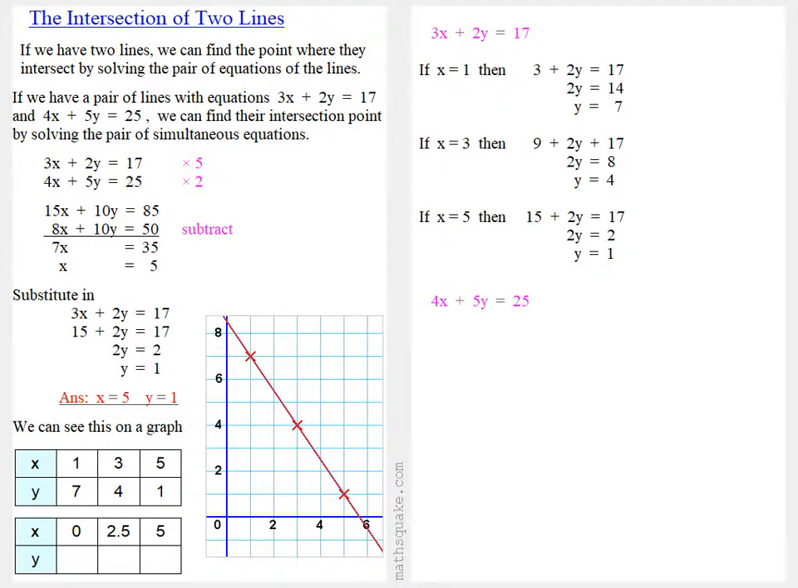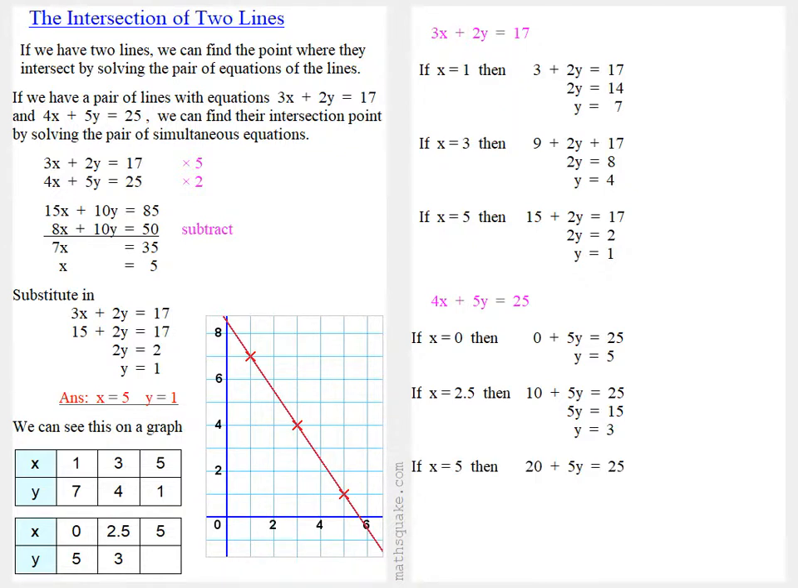The second equation is 4x plus 5y equals 25, so if x is 0, 5y equals 25, y is equal to 5. If x is equal to 2.5, then 4x is equal to 10, 10 plus 5y equals 25, 5y is 15, so y is 3, and if x is 5, 4 5s are 20, so 20 plus 5y equals 25, 5y equals 5, so y equals 1.